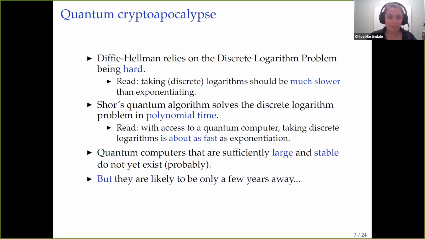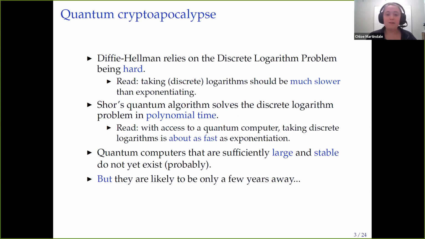And the reason we get a quantum cryptoapocalypse is because Shor's quantum algorithm solves the discrete logarithm problem in polynomial time. So that's polynomial in the logarithm of the size of the group. So with access to a quantum computer, taking discrete logarithms is about as fast as exponentiation, right? So computing g to the a is about as fast, about as slow, as computing a given g to the a. So you haven't got that separation that you need to have a hard crypto system.